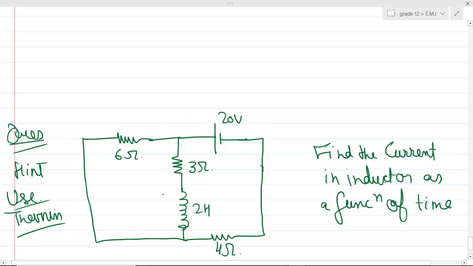That's it for today. In the next class, we'll see energy stored in an inductor, magnetic field energy density, mutual induction, some questions.